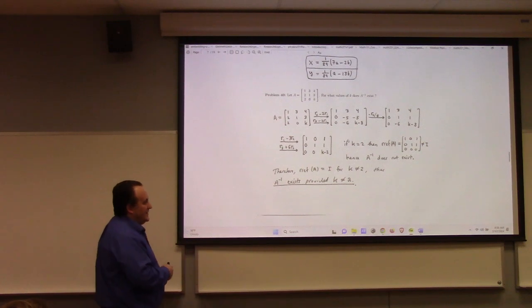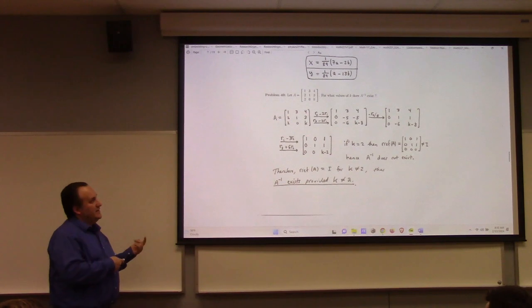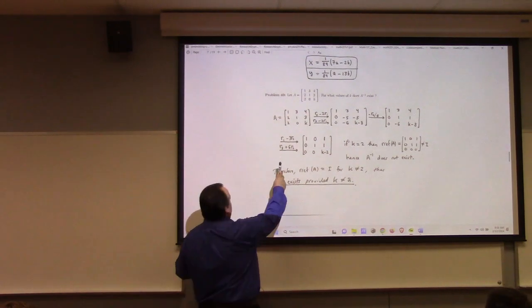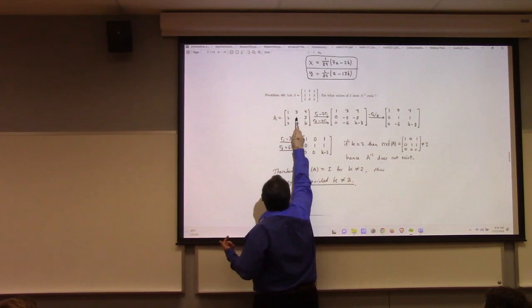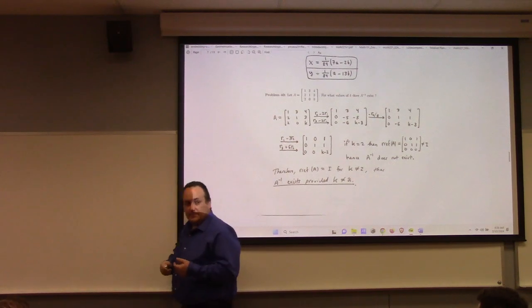And if k is equal to 2, it's not possible, because if k is equal to 2, that means that the third column is a linear combination of the first two. Check it out. 2 plus 0 is 2, 1 plus 2 is 3, 1 plus 3 is 4. If k equals 2, we're out of luck.